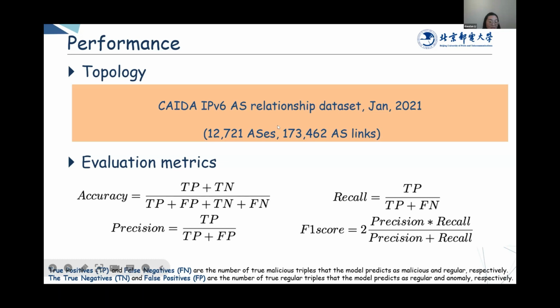TP and FN are the number of true malicious triples that the model predicts as malicious and regular, respectively. The TN and FP are the number of true regular triples that the model predicts as regular and malicious, respectively.